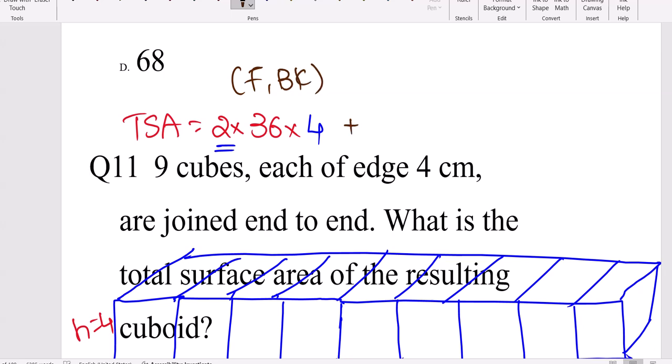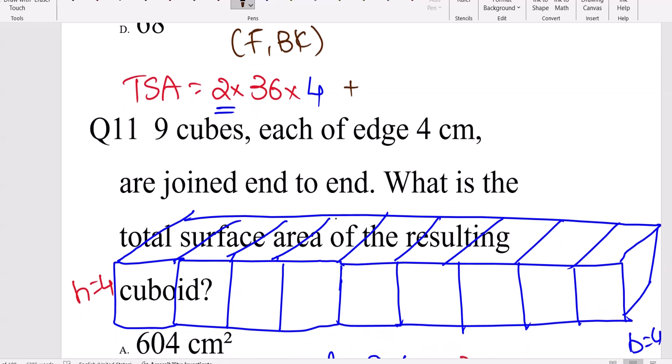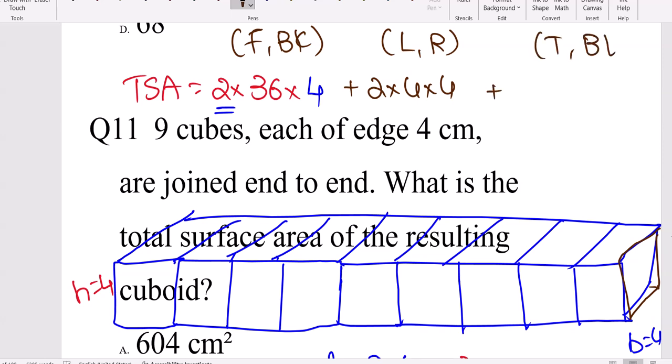Next one. What is the right side area? Right side, this one. 4 into 4. Right side, left side also. So this is left comma right. 2 because left and right both. Right side 4 into 4, left side also 4 into 4 only will come. Now see the top side here. Top and bottom, T comma B. I am writing 2 into, why 2? Because top and bottom have the same area.